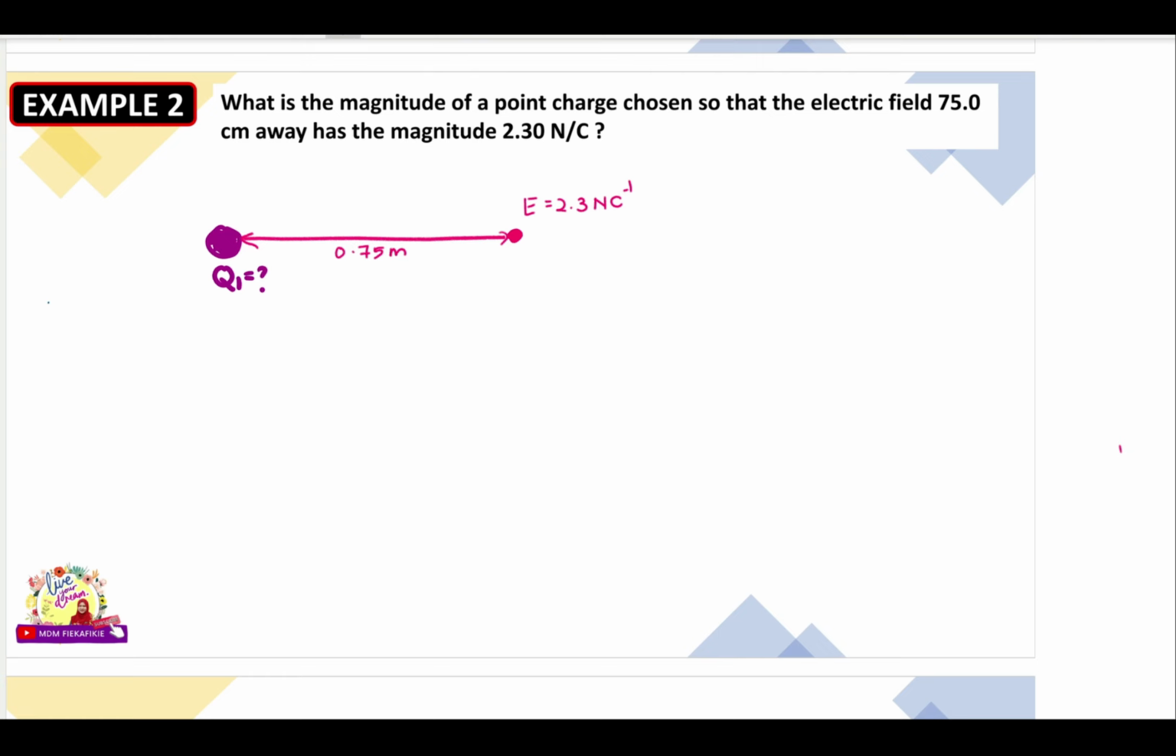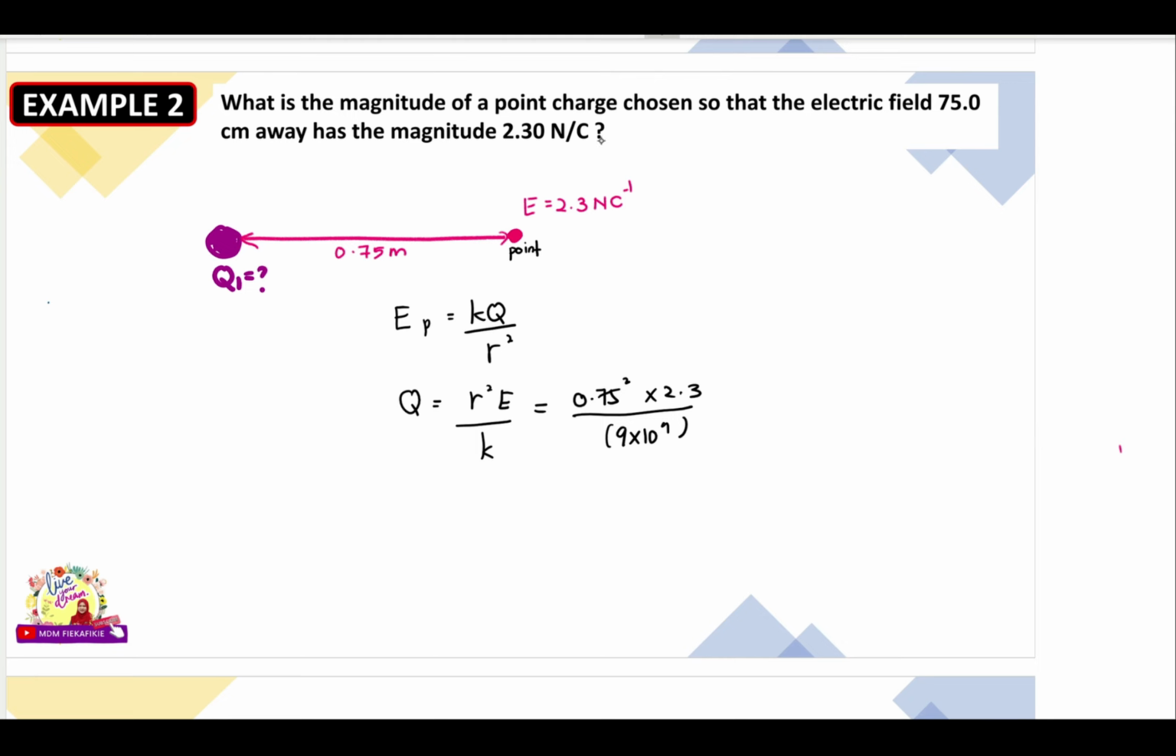Okay, so in order to calculate Q, this is very simple, right? So we can just use equation E at that point, is equal to KQ, so we just have one point charge, Q, over R squared. Okay, so we can try to rearrange. Therefore, we can answer the question. Okay, just substitute all the values. Squared jangan tertinggal. Okay, so 2.3, K is 9 exponent 9.